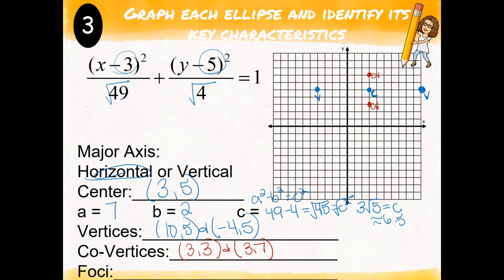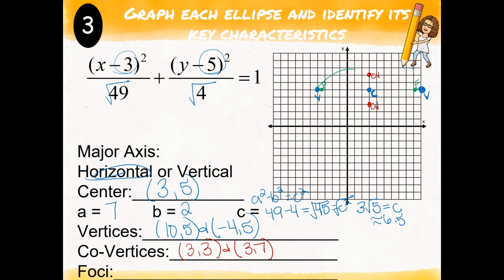My foci, I'm going to change my color again. The foci, we're going to go 3 square roots of 5 from my center. Remember, it has to follow the major axis. So that means left and right, I'm going to be going 3 square roots of 5 from my center. Basically 6.5. So I'm going to go 1, 2, 3, 4, 5, 6, and a little bit more. That is one of my foci. And then 1, 2, 3, 4, 5, 6, and a little bit more. That is another of my foci.